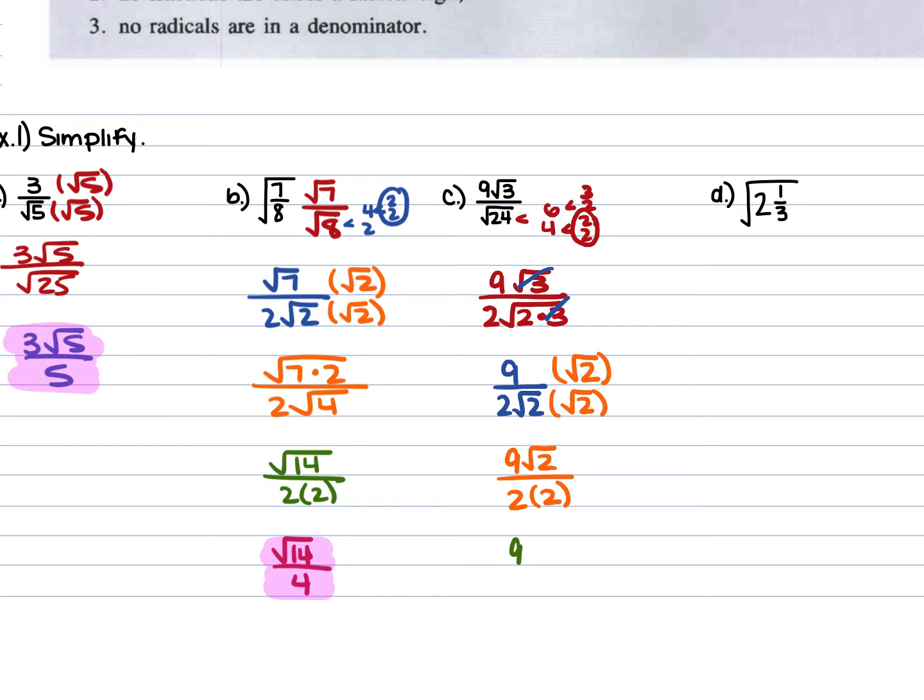So then we just simplify it even further to be 9 square root 2 over 2 times 2, which is 4. Again, your 9 and your 4 here do not simplify, so you leave it as it is.